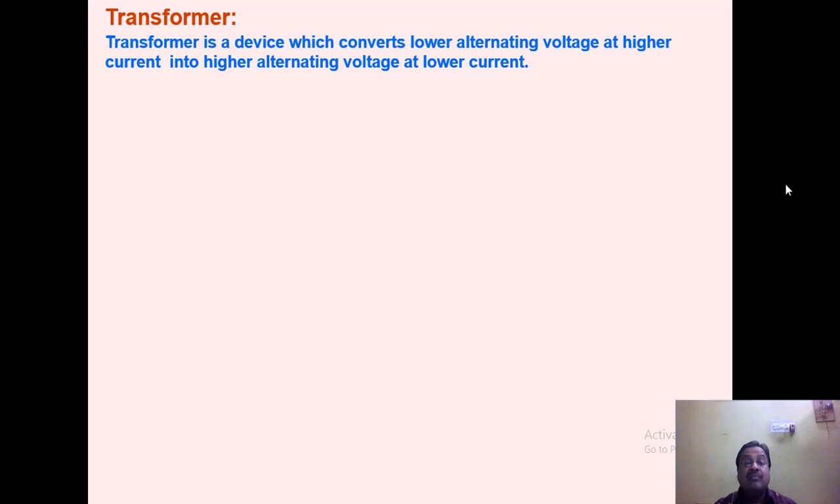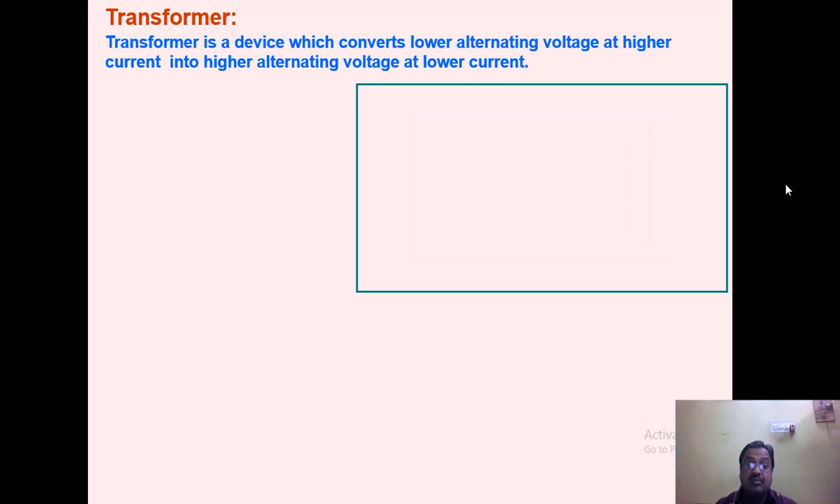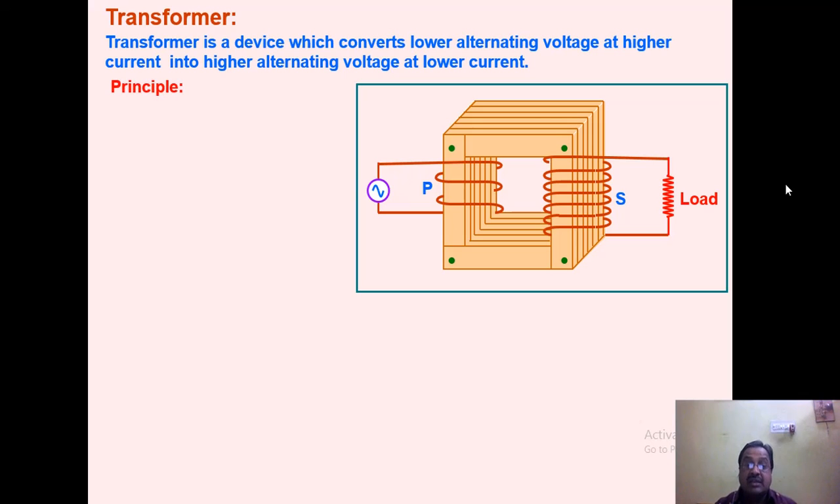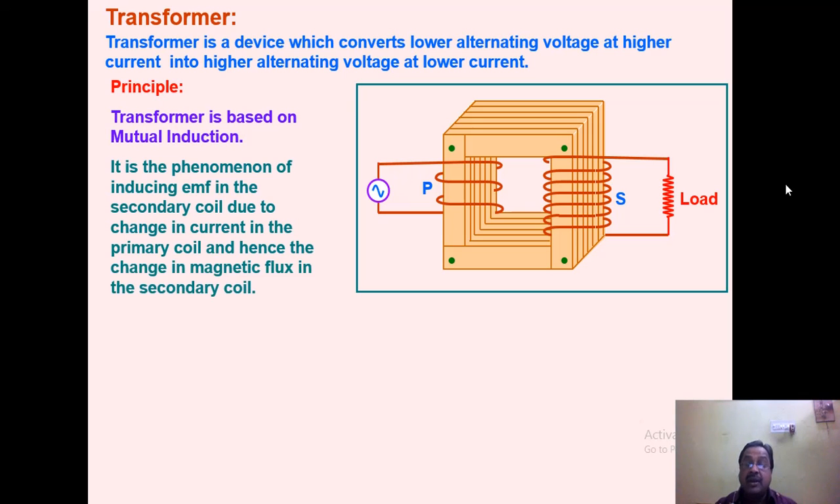And that possibility of getting higher voltage or lower voltage is achievable with the help of a transformer, which can either increase the voltage or decrease the voltage. And generally the transformer is based upon a certain principle. How does a transformer work? A transformer is based on the principle of mutual induction.